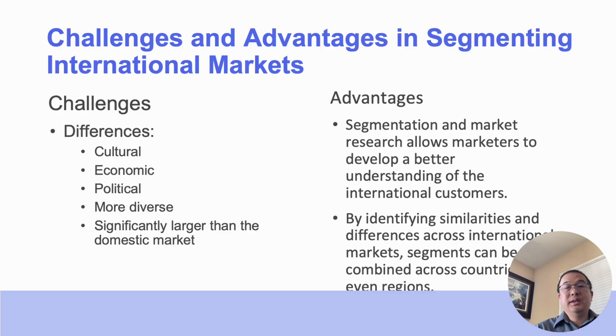Number 2, combine similar segments across countries. So by identifying similarities and differences across international markets, segments can be combined across countries or even the regions. This means companies can market to similar customer groups even if they live in different countries.